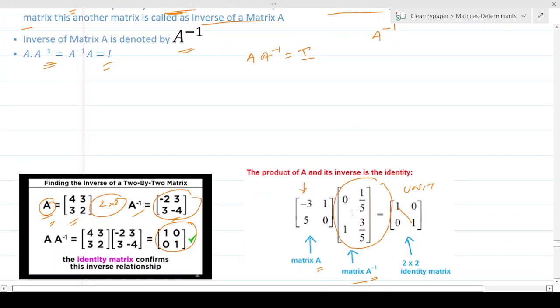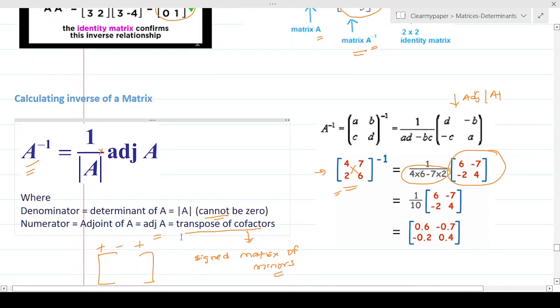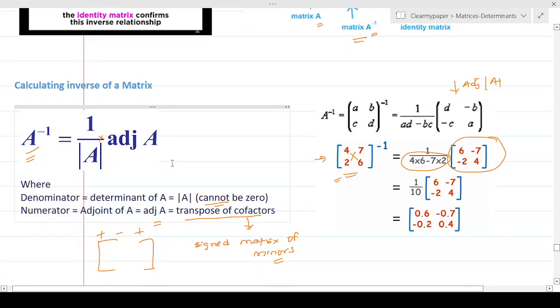So finding the inverse of a matrix, only two things. When you multiply two matrices, and if those two matrices are inverses of each other, then the product is going to be an identity matrix, whether it's a 2 by 2 or a 3 by 3. That's number one. And number two is how do you calculate the inverse of a matrix? You calculate it by 1 over the determinant of the matrix multiplied by the adjoint of the matrix A. That's all that matters.